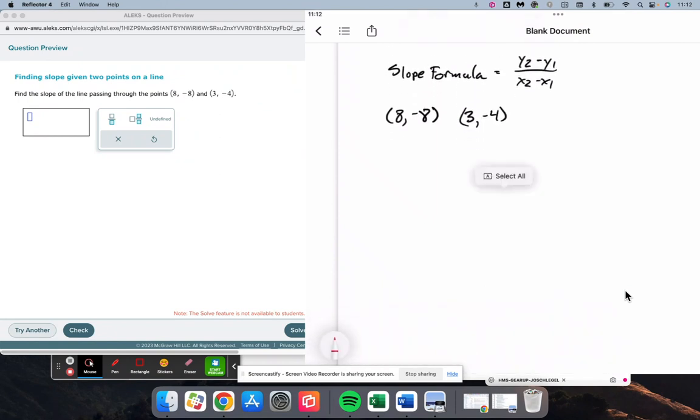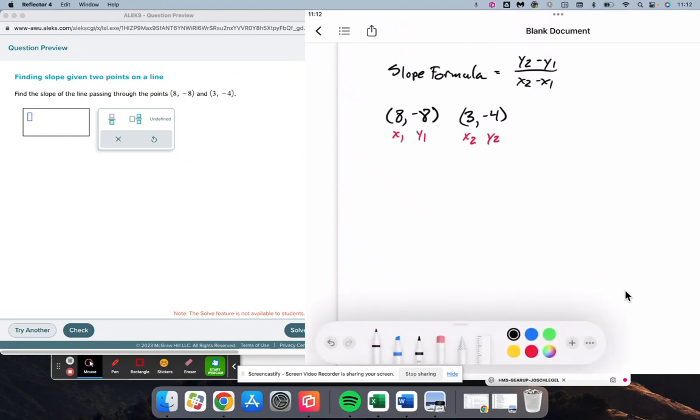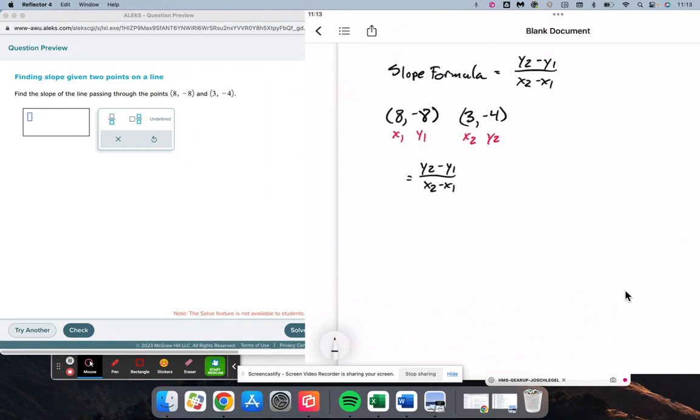We're going to say that 8, negative 8 is point 1, so this is going to be our x1 and our y1. Our x value and our y value for point 1, that's what the sub 1 stands for. This is going to be our x2 and our y2, the x value and the y value for the second point. And so all we need to do is substitute those values into the equation y2 minus y1 over x2 minus x1. And you'll also see the equation written this way because m is the variable that we use to represent slope. And so what this says is the slope is equal to y2 minus y1 over x2 minus x1.